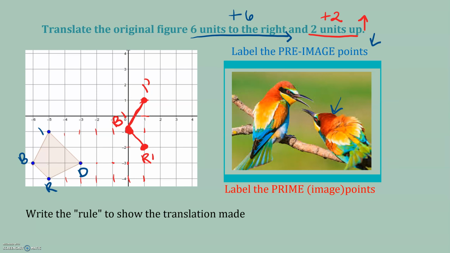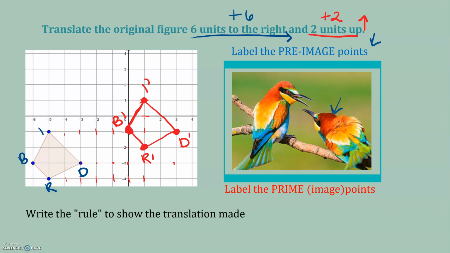Finally, I can count the D's location over. So here we go. 1, 2, 3, 4, 5, 6, and up to 1, 2. And again, I'm going to label that D prime. I can connect those points, and I can connect those points.